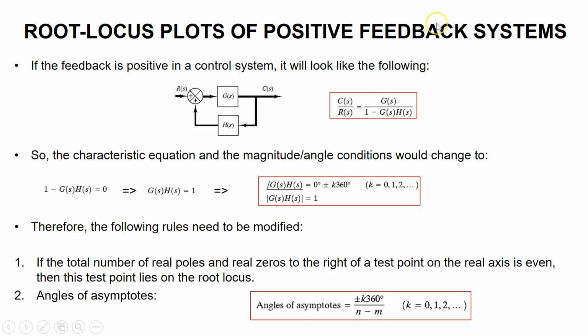Now, this is not as important as what if the feedback is positive. That would change a bunch of things. So if this feedback is positive, then your closed loop transfer function is g/(1 minus gh). And when you set that 1 minus gh to be 0 and take 1 to the other side, then gh instead of -1 becomes what?